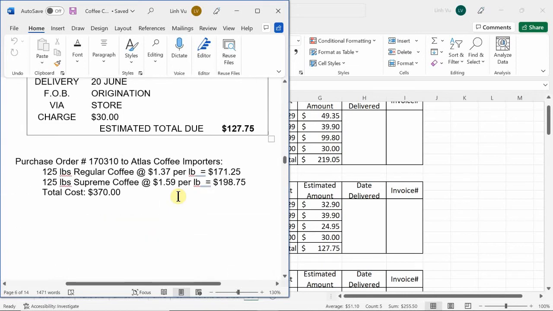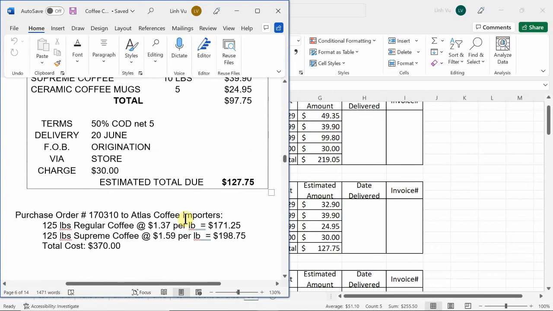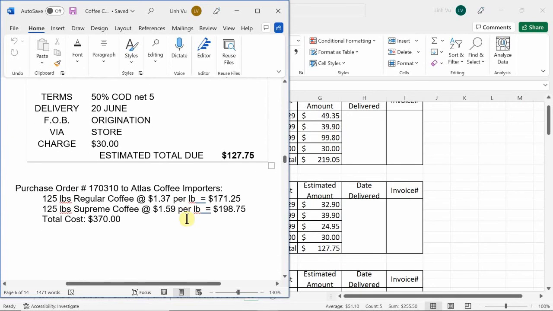All right. Again, we got to do another purchase order because just in case, since we're selling our coffee at the same time as using our coffee, we definitely don't want to run out. So let's go ahead and submit another purchase order for the Atlas coffee. This time, it's $1.37 per pound for the regular, and it's $1.59 per pound for the Supreme, to give us a grand total of $370.